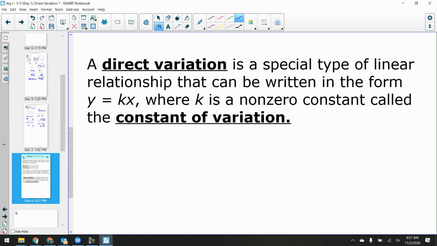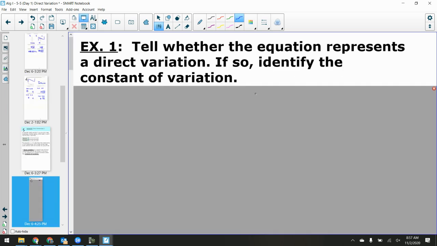But a direct variation is a special type of linear relationship that can be written in the form y equals kx, where k is just any number. It's called a constant. And it has a unique name. It's called the constant of variation. That's what our k value is defined to be. So let's take a look here. Tell whether this is a direct variation. If so, let's identify the constant of variation.